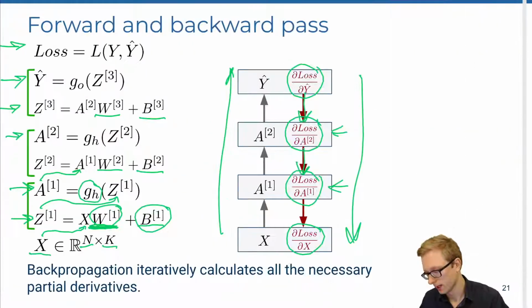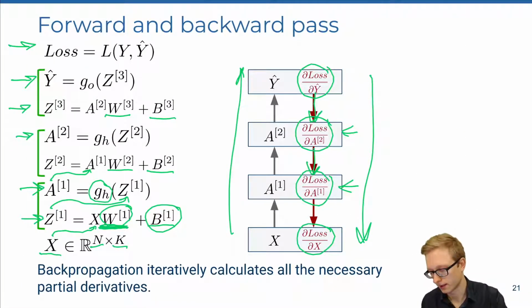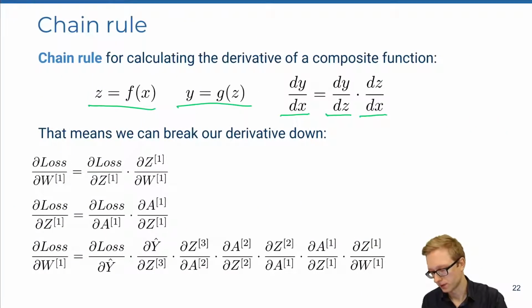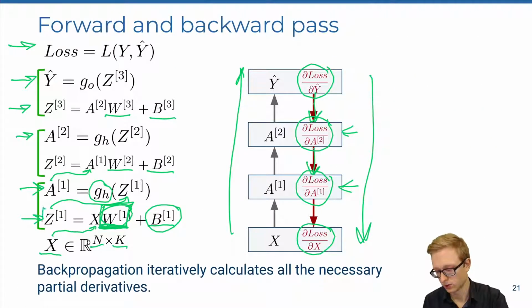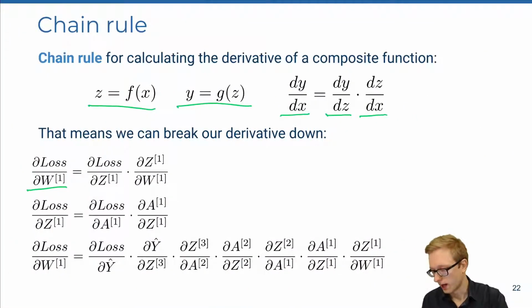For example, let's say we want to find the partial derivative of the loss with respect to this weight matrix here. And that is something that we need in order to do a gradient descent update step for that weight matrix. So the partial derivative looks like this, and we can break it down by finding the partial derivative of the loss with respect to z, where z is the output of that linear transformation, and multiplying that with the partial derivative of z with respect to the actual weight matrix that we're interested in.